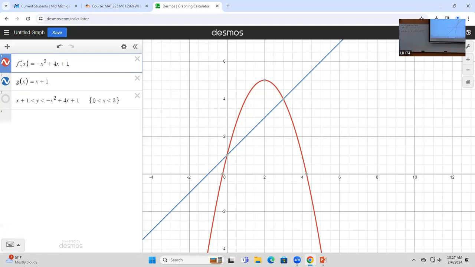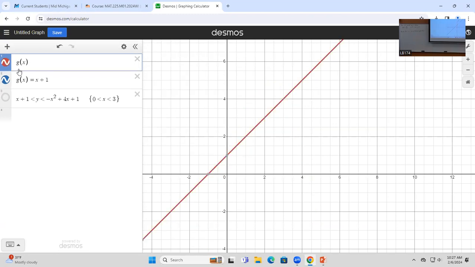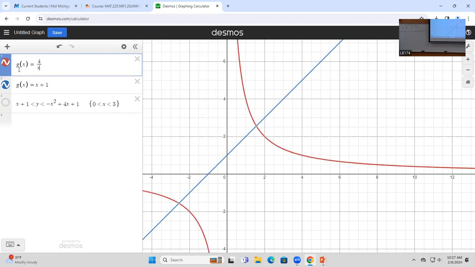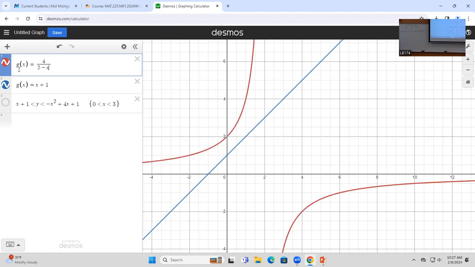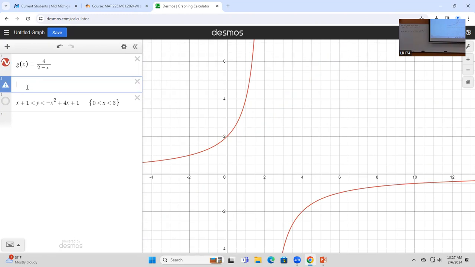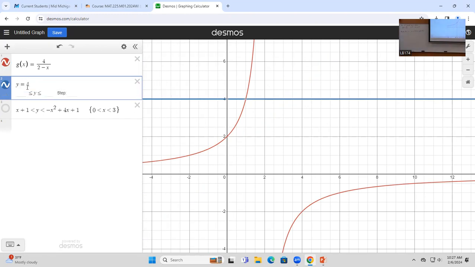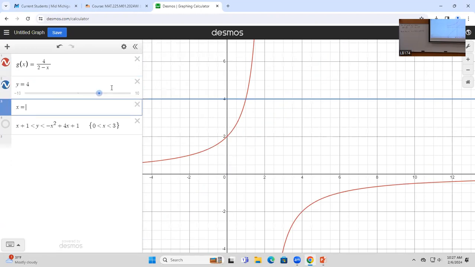Let's do this. What was the fraction? 4 over 2 minus x. So 4 over 2 minus x is one of the curves. y equals 4 is another. And then x equals 0 is another.